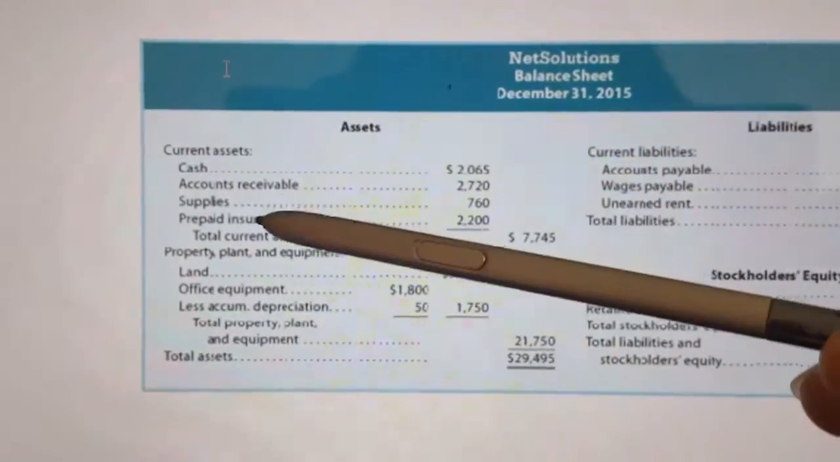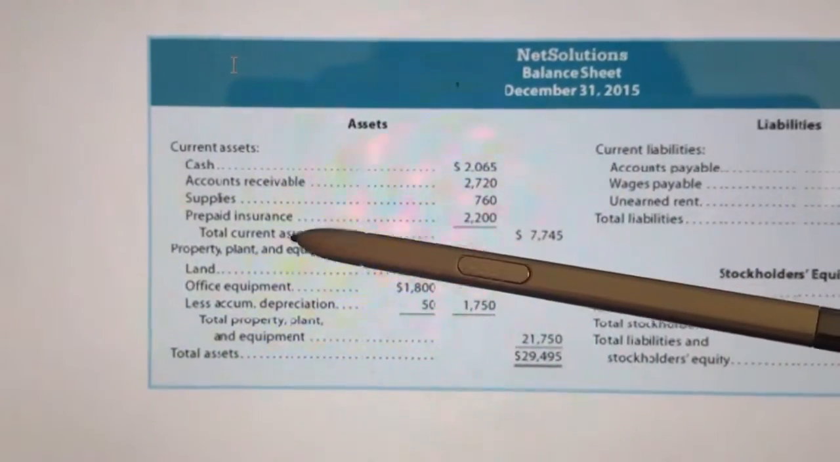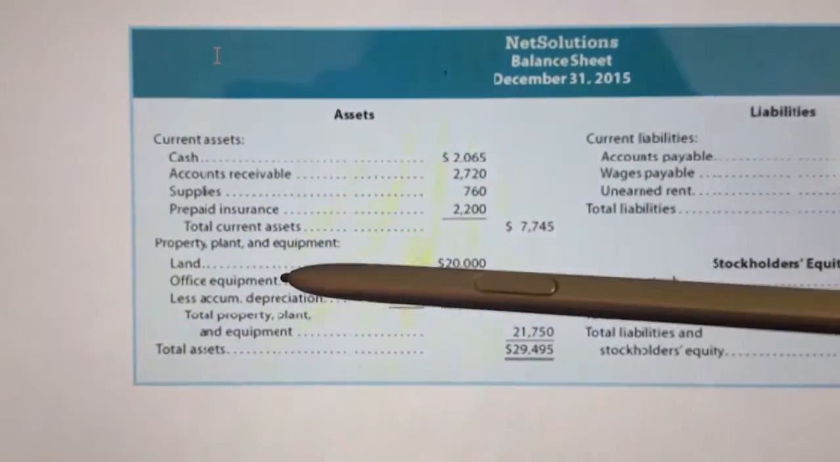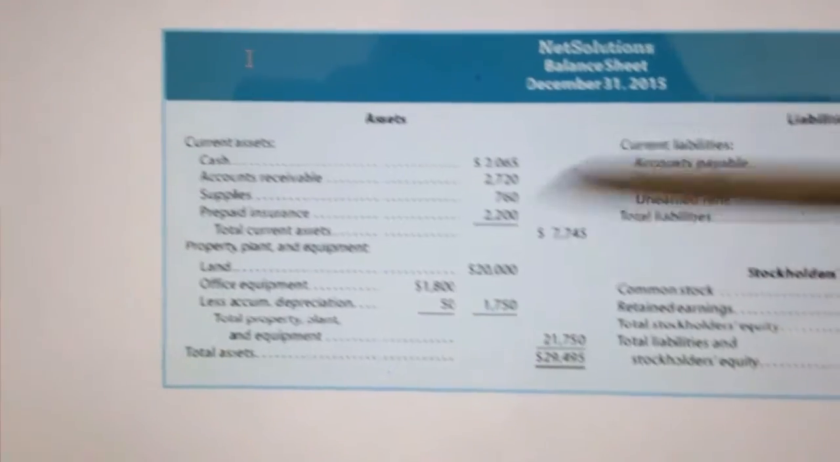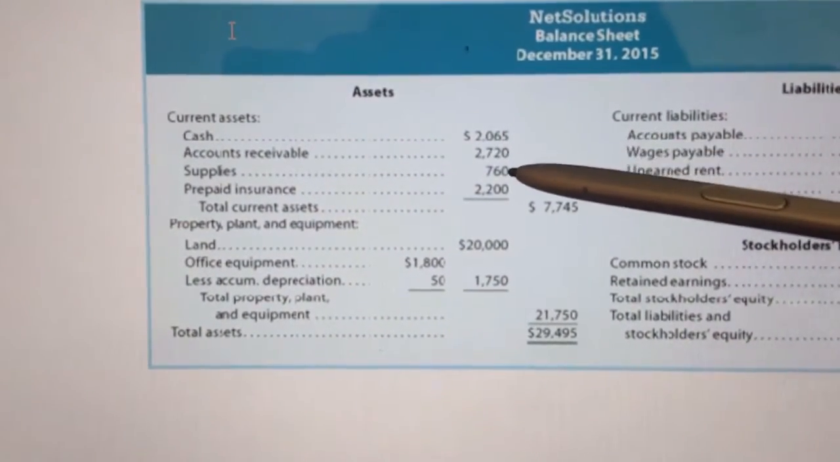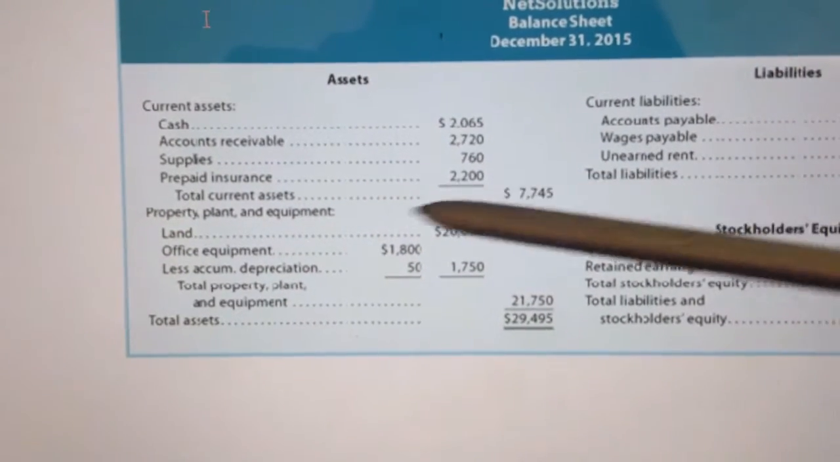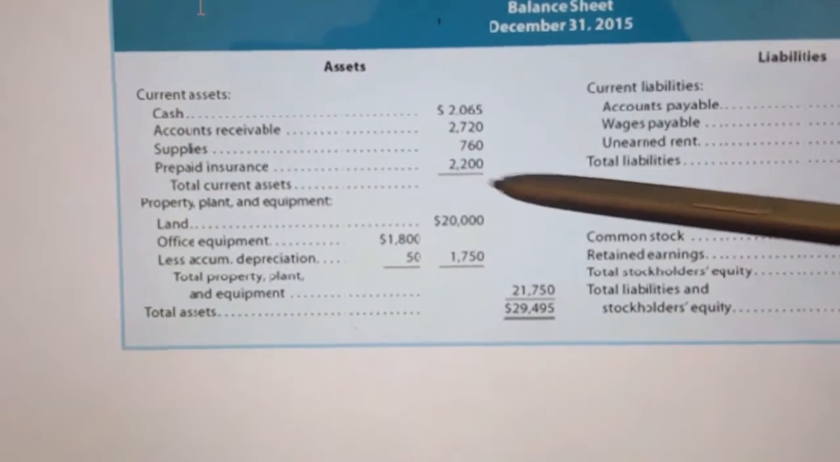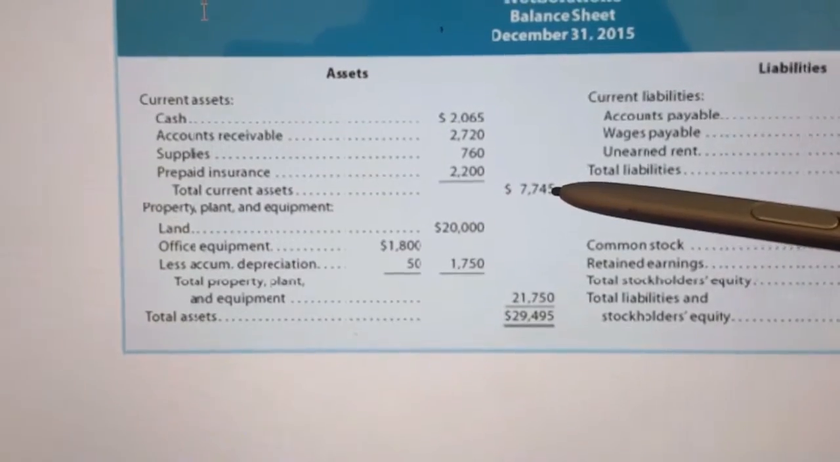Notice our current assets are listed in the order of liquidity, right? How quickly will they be turning into cash? Okay. So we have cash listed first, accounts receivable, supplies, prepaid insurance equals total current assets.